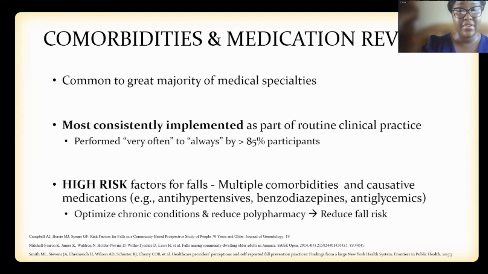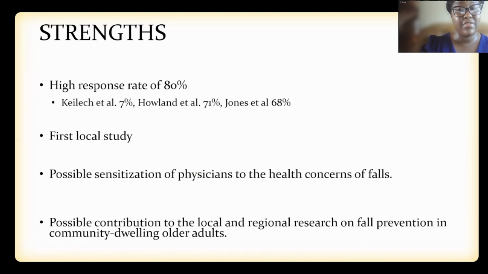The literature establishes multiple comorbidities and causative medications as high-risk factors. Thus, optimizing patients' chronic conditions and reducing polypharmacy are essential to reducing fall risk. Strengths of this study include a high response rate compared to others. Also, this is the first study locally to assess physicians' knowledge, attitudes, and practices on fall prevention in community-dwelling older adults. Furthermore, once published, the study has the potential to sensitize physicians and contribute to local and regional research.